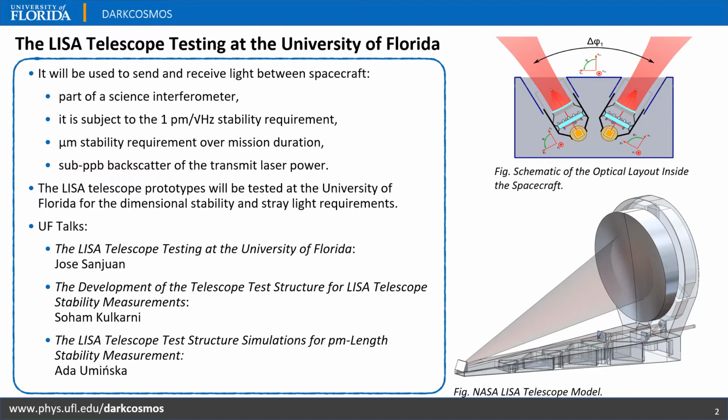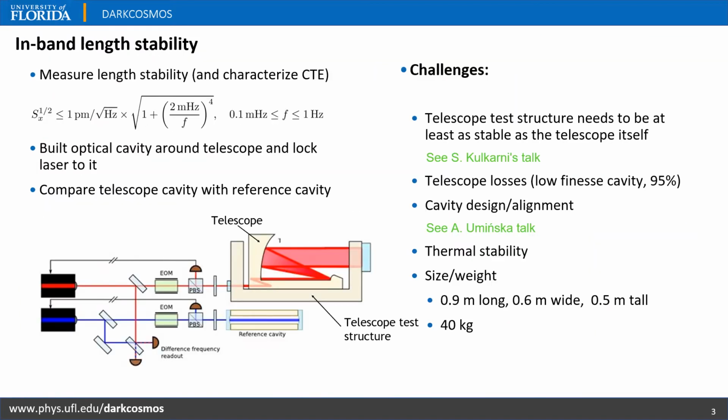The in-band length stability requires picometer measurements in the LISA band. This is between 0.1 millihertz and 1 hertz. To do so, we're going to build an optical cavity around the telescope and lock a laser to it. This is what is shown in the drawing, where we have the telescope inside the telescope test structure, and then we're going to lock another laser to a reference cavity, and we're going to compare the frequencies of both lasers, and that signal gives us the information about the telescope stability.